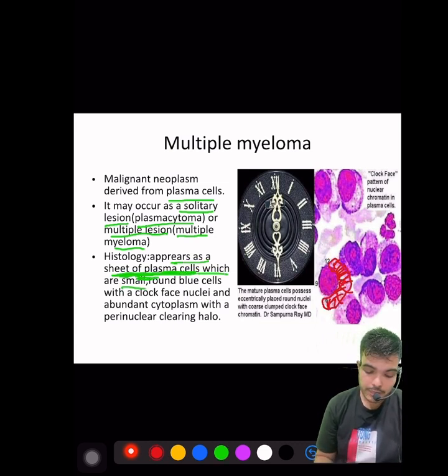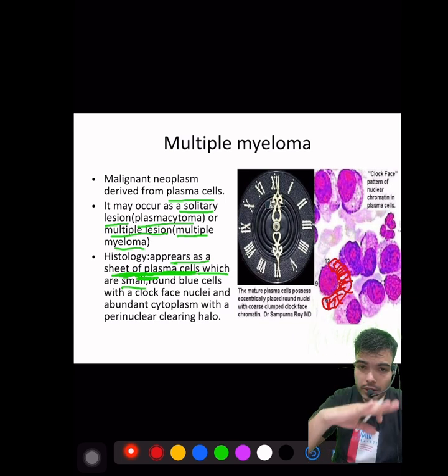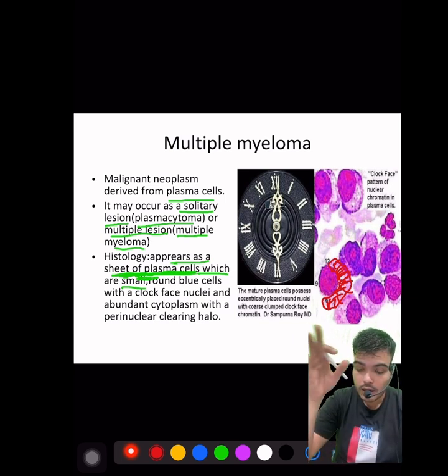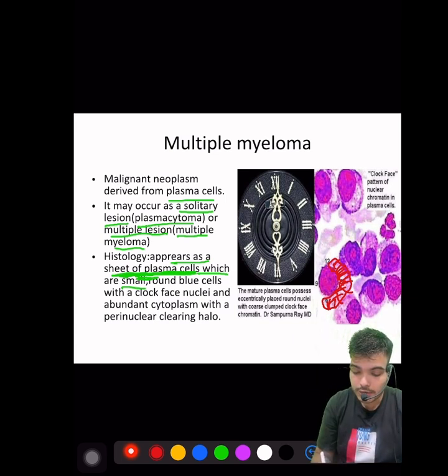With perinuclear clearing halo. What does that mean? That means around the nucleus it's totally clear. Can you see? Around the nucleus is totally clear. This is known as perinuclear clearing halo. So one is perinuclear clearing halo.